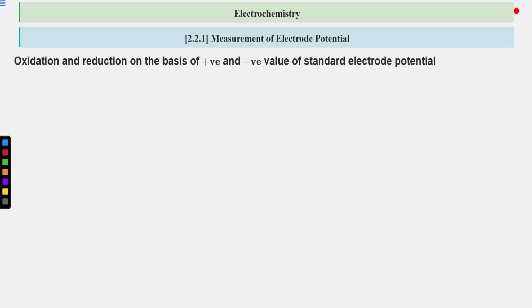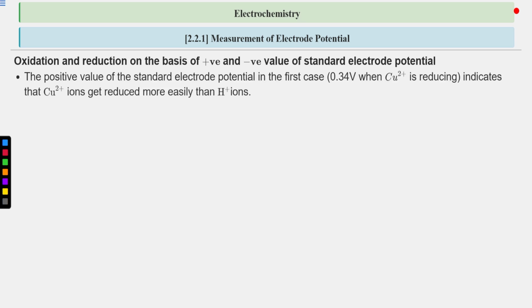Now, oxidation and reduction on the basis of the positive and negative value of standard electrode potential. As you just observed, at one time we have a positive value of E naught, and at another time a negative value, only because we changed the half cell present on the right hand side. So the positive value of standard electrode potential in the first case, 0.34 volt, is the EMF when Cu2+ is reducing. This indicates that Cu2+ ions get reduced more easily than H+ ions.